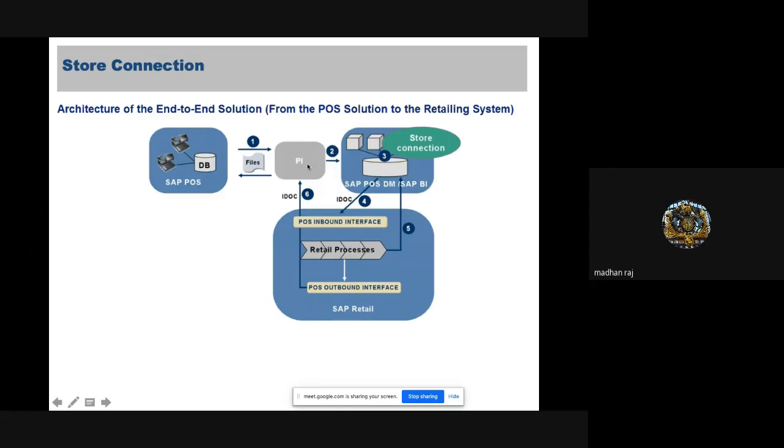You can just take that as a middleware. It's not PI; it can be ICC, IBM middleware, anything for that matter. This middleware system will convert the data into an understandable format, either IDOC or XML or whatever it is, and the data will come to POS DM. The advantage of using POS DM or the CAR system is that all the master data will be there, so it can understand whether the article that you're sending is correct or not.